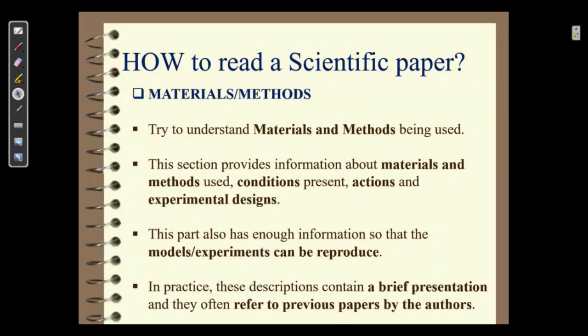Now the next part we need to read is the materials or methods. So we need to understand the methods and materials. For example, if we have used nickel oxide and carbon spheres in our experiments, what was the method, how we prepared the materials, how we prepared the devices, and so on. And what we designed for the experiments, and a brief introduction referring to previous papers by the authors as well in this section.